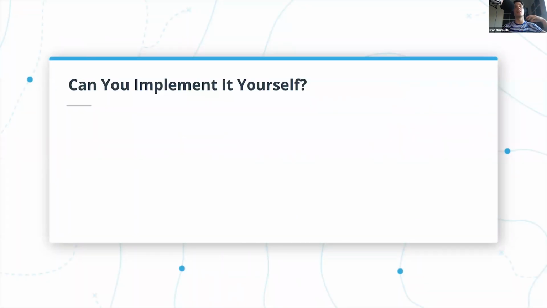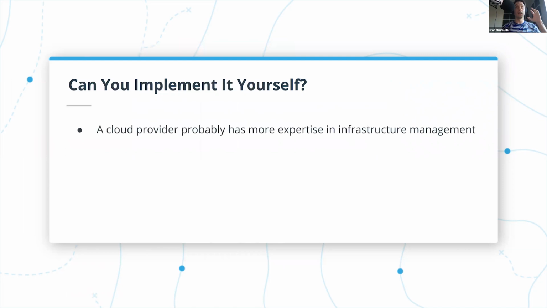The question is, can you implement something like infrastructure as a service yourself? Can you just manage your hardware? Usually, the cloud provider would have more expertise in infrastructure management, and usually a cloud provider will provide a better service than an average company can. The cloud providers also have access to a talent pool that most companies don't have. So for example, AWS hired an ex-CIA security chief. Probably this is something that an average company won't be able to do.